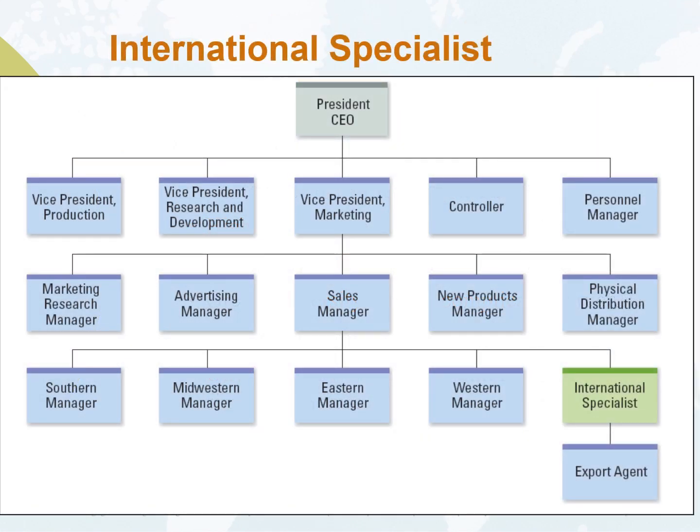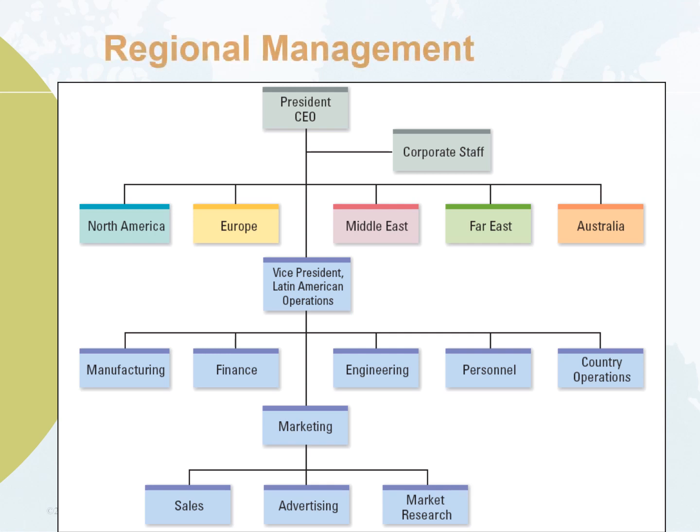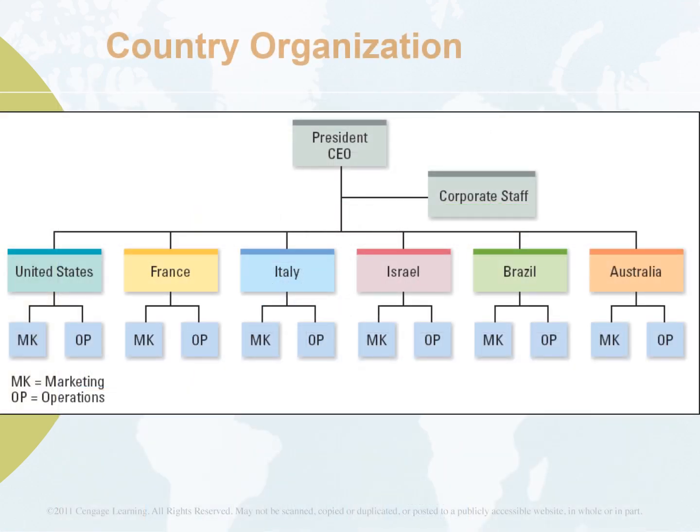And this is the international specialist structure we talked about. You have the international specialist here. Okay? And this is an international division. The next step is an international division structure. Okay? And this is just a regional management structure. Regional management structure. Okay? And this is a country organization structure.